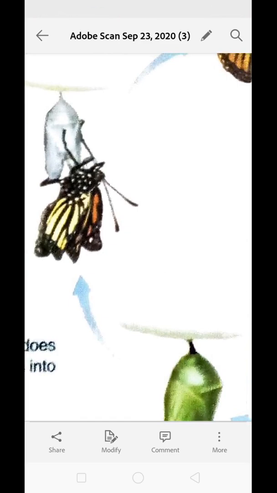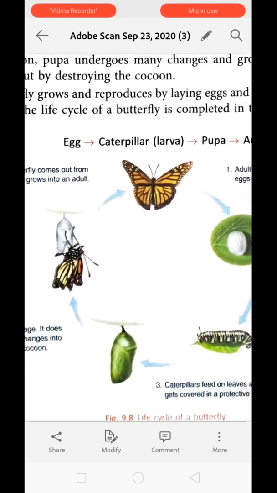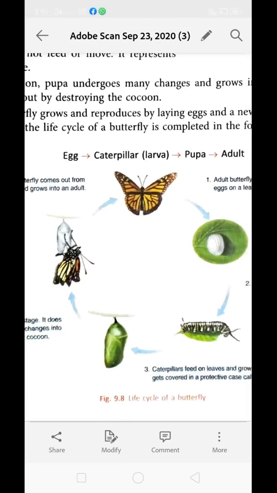After the development process is completed, it will break the cocoon and come out in a form which closely resembles the adult butterfly. Understood? So, ultimately, the life cycle of a butterfly contains how many stages? First is egg, then caterpillar, then pupa, and lastly the adult.